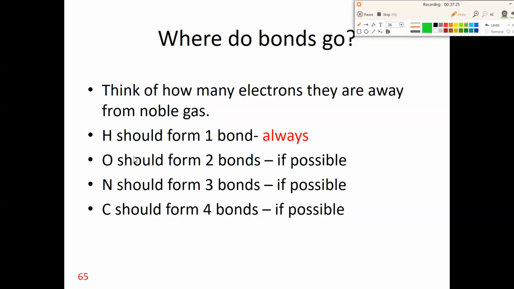Sometimes it's useful to remember that hydrogen can only form 1 bond, always, because hydrogen can only have 2 electrons. Okay? So hydrogen can always only form 1 bond. Oxygen forms 2 bonds, nitrogen 3 bonds, carbon can form 4 bonds.